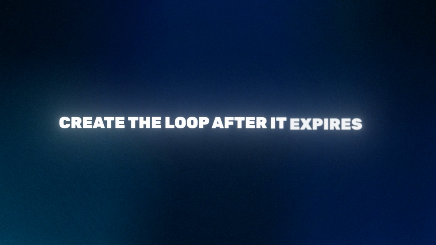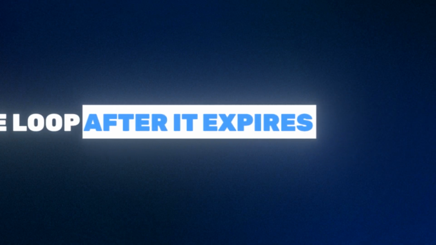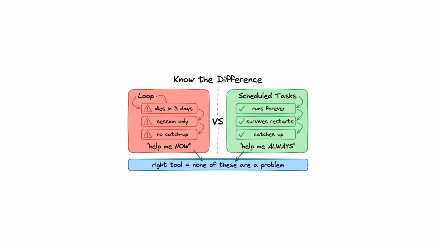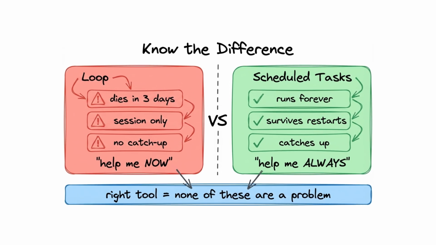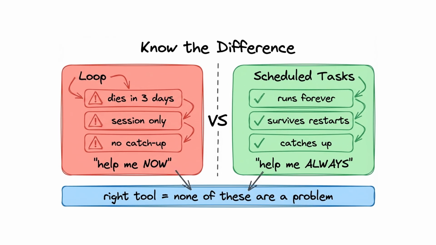Recreate the loop after it expires, or, and this is the real signal, if you're thinking about running something for more than 3 days, that probably means it should be a scheduled task, not a loop. I'll get to that distinction in the next section.